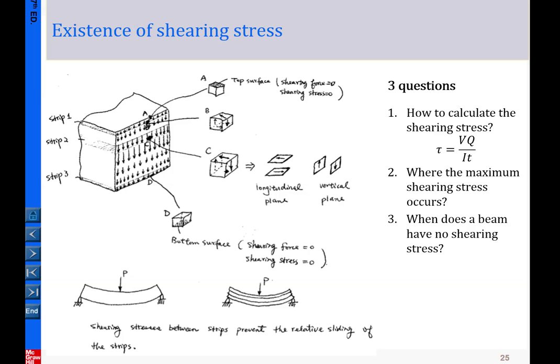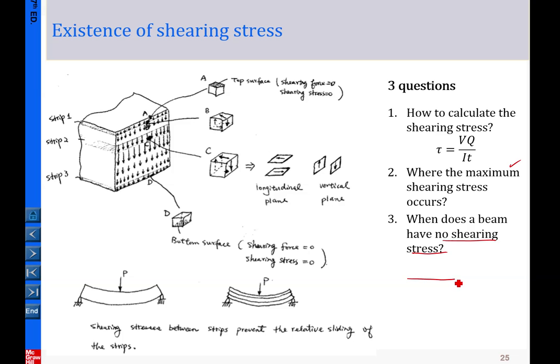Then again, we revisit the slides, and here we're interested in knowing mainly where the maximum shear stress is. Okay, that is the item we're most interested in looking for. And here, when the beam has no shear stress, okay, the shear stress I can tell you is at the upper surface.